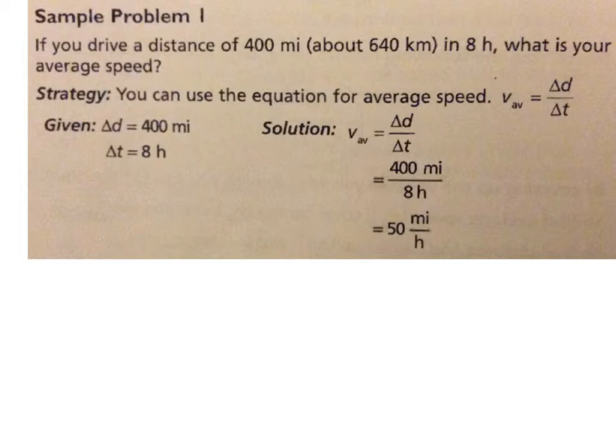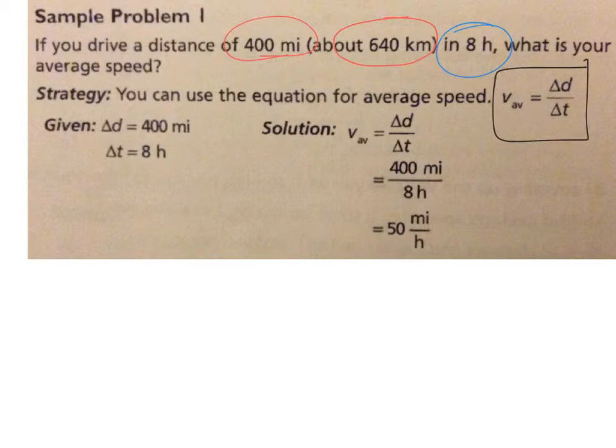So let's try a sample problem. You are driving a distance of 400 miles or about 640 kilometers. And that takes you 8 hours. What's the average speed? You can use the equation V_av, or average velocity, average speed, is equal to the change in distance divided by the change in time.